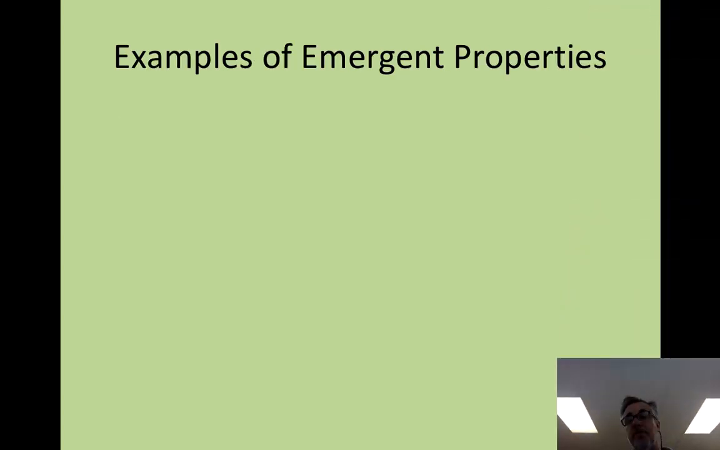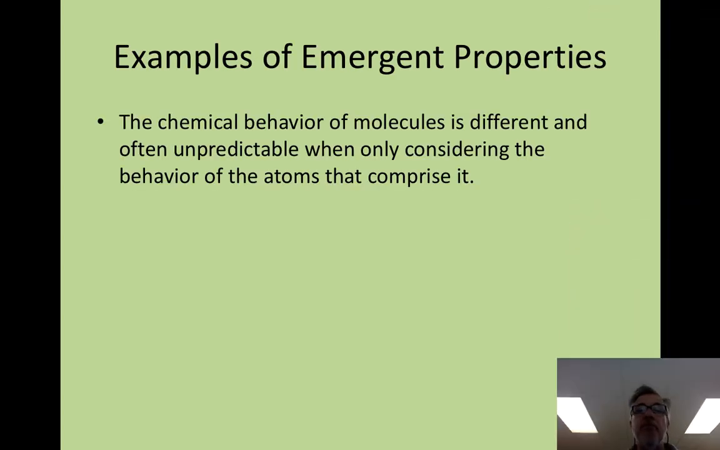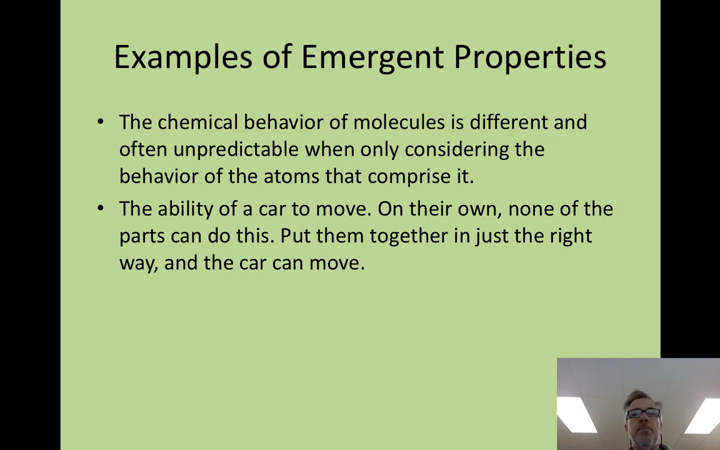So here are some examples of emergent properties. The chemical behavior of molecules is different and often unpredictable when only considering the behaviors of the atoms that comprise the molecule. In chemistry, just by studying the atoms, we cannot predict how molecules will often function. In some cases we can, but in many cases we cannot. The ability of a car to move. On their own, none of the parts can do this, but put them together in just the right way and the car can move. So there's one, and that was an area where the emergent property was predicted because somebody designed a car and predicted if they put the parts together in this way, that's how they would behave.